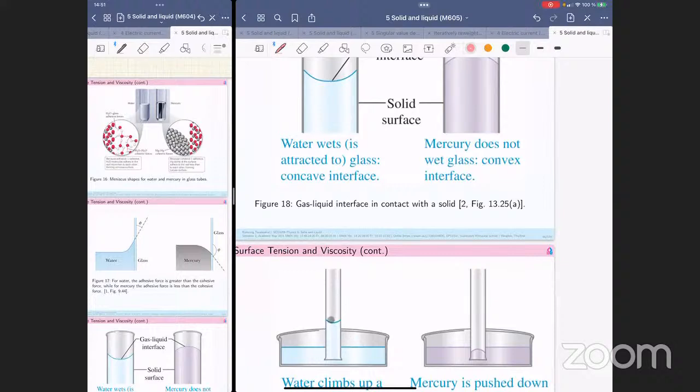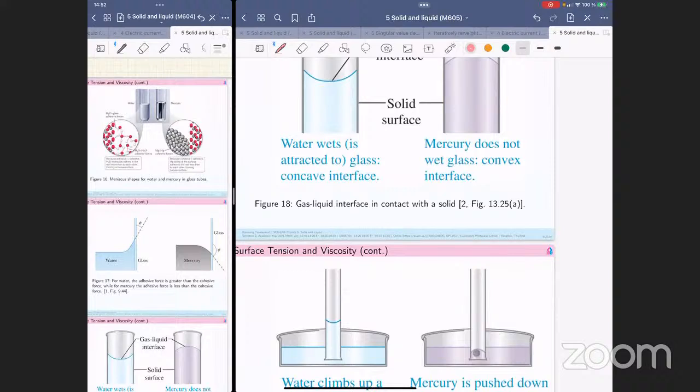Okay, you could see it only inside the small or tiny capillary tube. And this one too, what is the reason behind that? Because the attractive force between mercury molecules is stronger than the attractive force between mercury and the glass. Okay, this force is greater than the force between mercury and the glass.